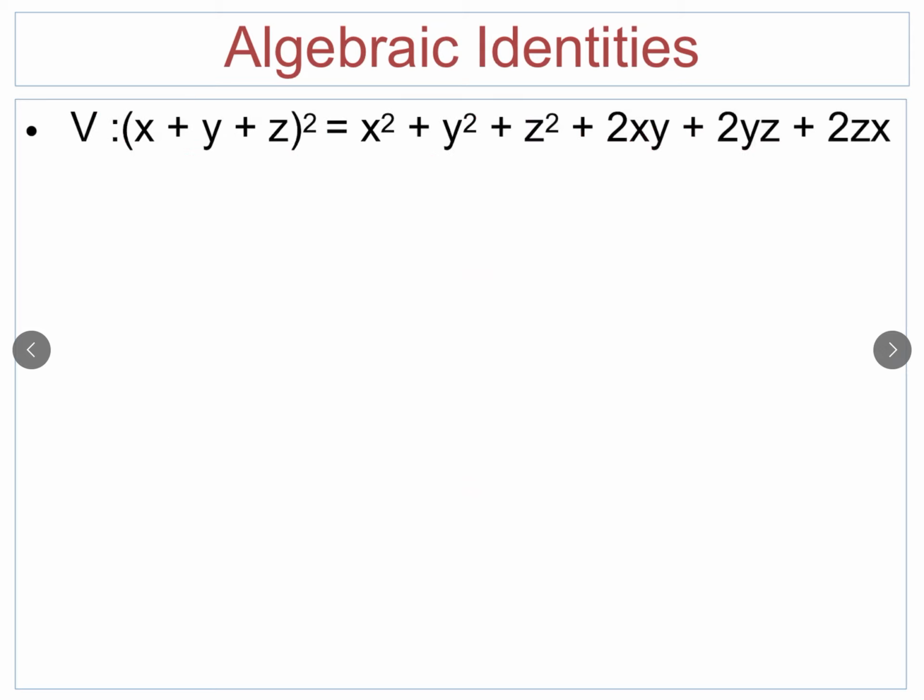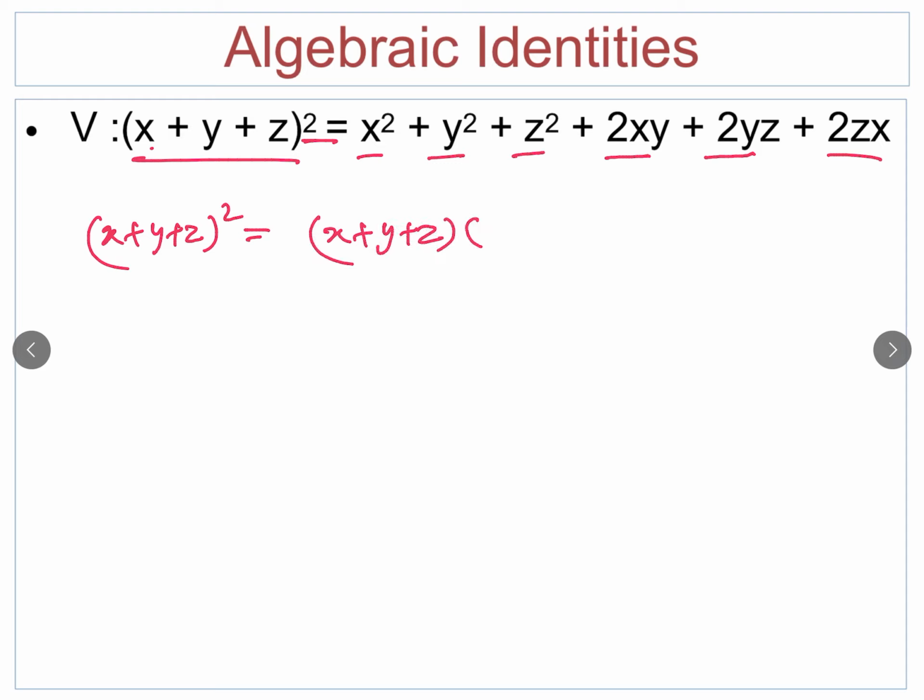Okay, now we have some new identities, starting from identity number 5. We have the square of a trinomial, which is (x plus y plus z) whole square equals x square plus y square plus z square plus 2xy plus 2yz plus 2zx. So we have (x plus y plus z) whole square. This can be written as (x plus y plus z) multiplied by (x plus y plus z).